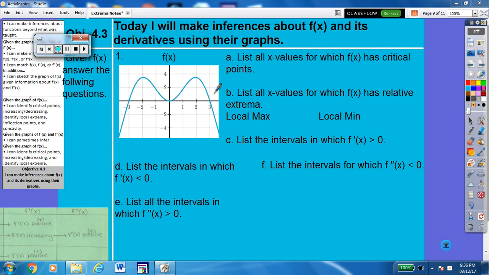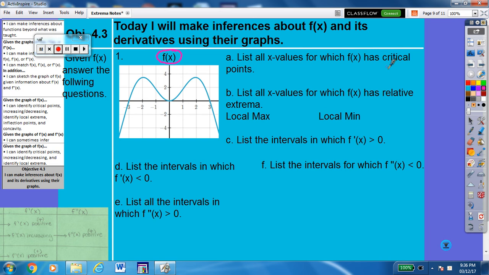The first scenario is that you are given the graph of f of x, and I would encourage you to pause the video and take a moment to copy this graph down. It's very, very important from the get-go that whenever they give you a graph, you identify whether that graph is f, f prime, or f double prime. In this case, it is f, and the question is: list all x values for which f has critical points.